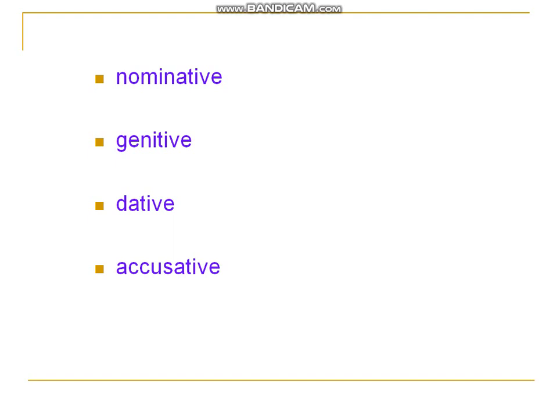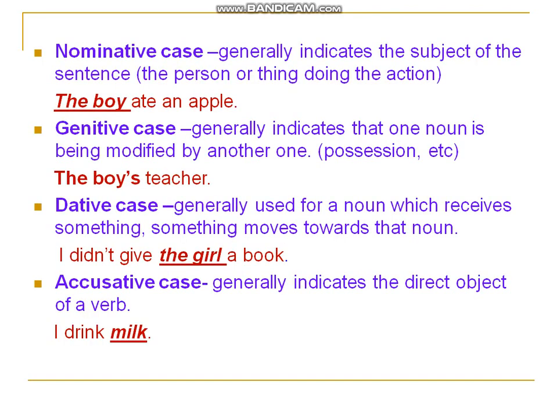It is the position of some scholars that modern English nouns have four cases: nominative, genitive, dative, and accusative. Nominative case generally indicates the subject of the sentence, the person or thing doing the action. For example, the boy ate an apple. The word the boy is in nominative case.